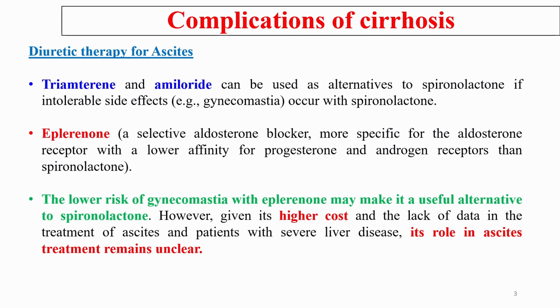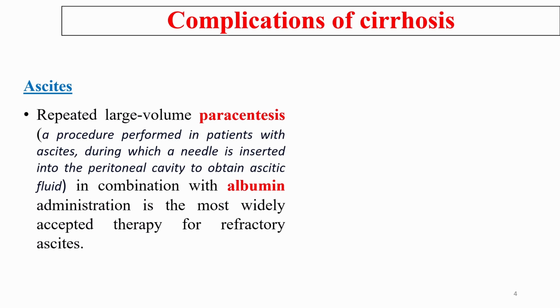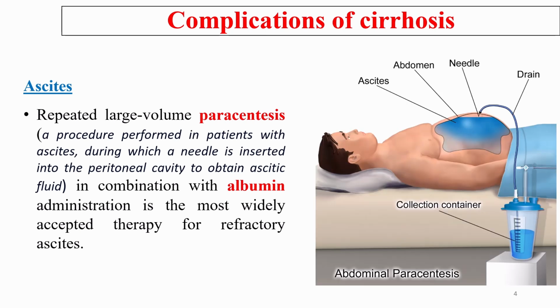When patients don't respond to diuretics or fluid keeps building up, we call it refractory ascites. The standard treatment is large-volume paracentesis. A needle is inserted into the abdomen to drain several liters of fluid. To prevent circulatory collapse, intravenous albumin is given at the same time. Paracentesis is safe, effective, and greatly improves quality of life in patients with severe ascites.